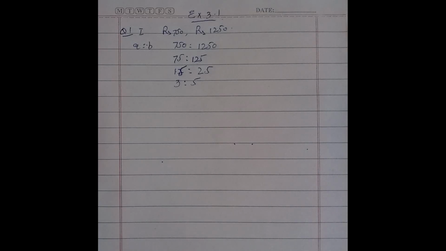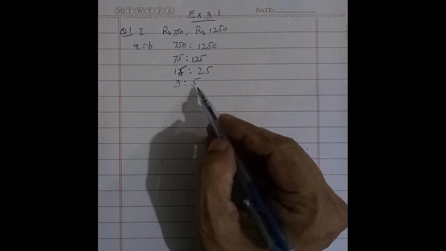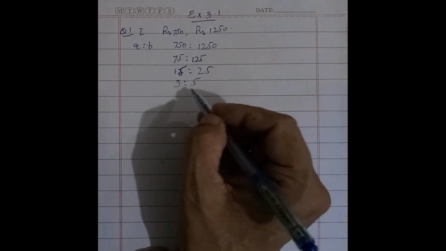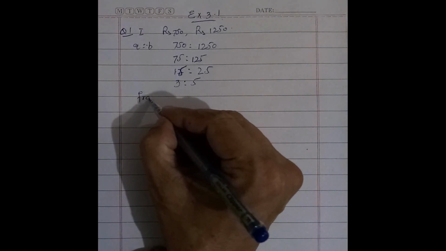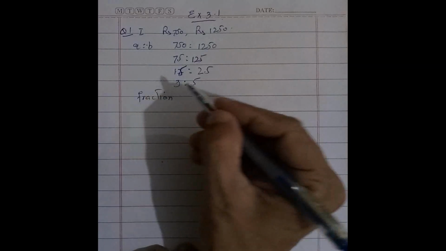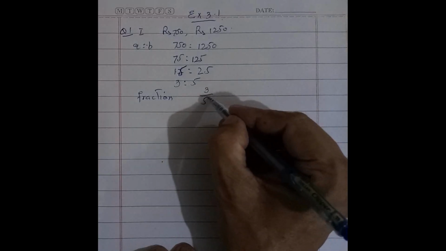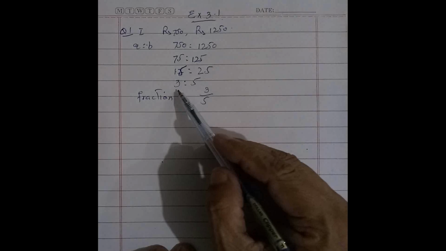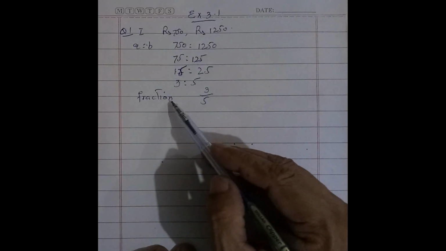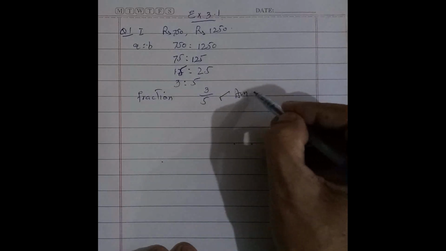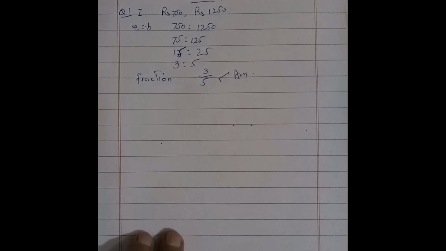So the ratio between rupees 750 and rupees 1250 is 3 ratio 5. When we write it in fraction, the first value is written as the numerator and the second as the denominator. The values are ratio 3 ratio 5, and written as a fraction it is 3 over 5, and it is the answer of question 1 part 1.